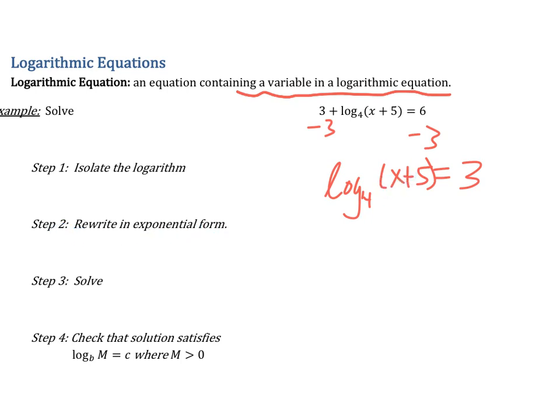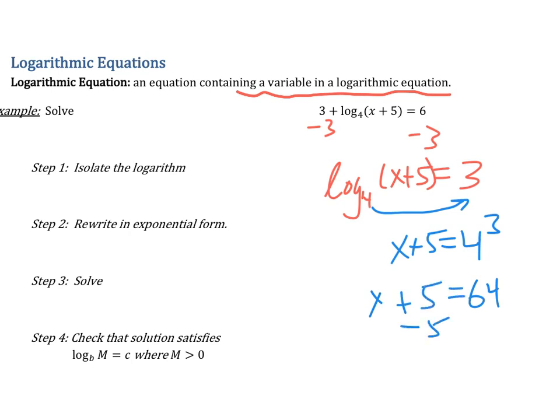So the x is inside the logarithm, so what we want to do is change it into exponential. And now we have 4 to the third equals x plus 5. And that should be looking fairly reasonable to solve there. So we got 4 to the third. 4 times 4 is 16 times 4 is 64. x plus 5 equals 64. Subtract 5. x equals 59.